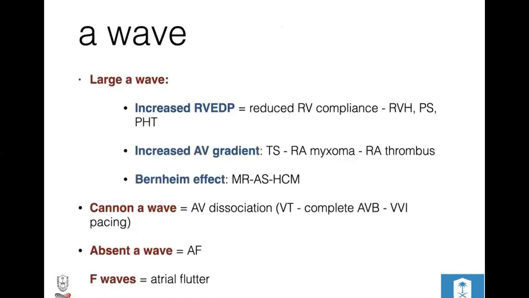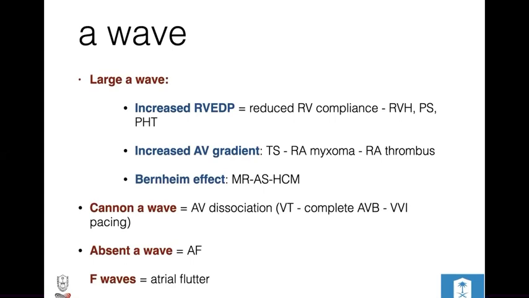The same thing here. I usually prefer to go with pathophysiology. It's either one of three. Either you have an increased RV EDP, okay, and that's a reflection of a reduced RV compliance, and that happens in ventricular hypertrophy, pulmonic stenosis, pulmonary hypertension. Okay, so those are the three pathologies that happen under the pathophysiology whenever you have an increased right ventricular end diastolic pressure.